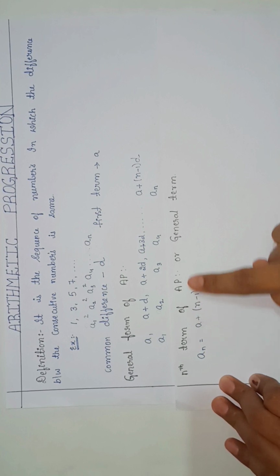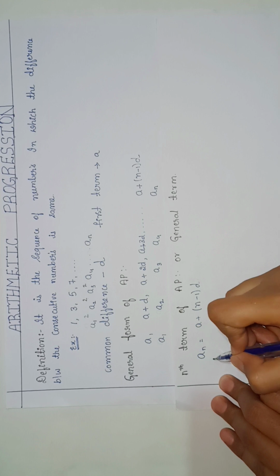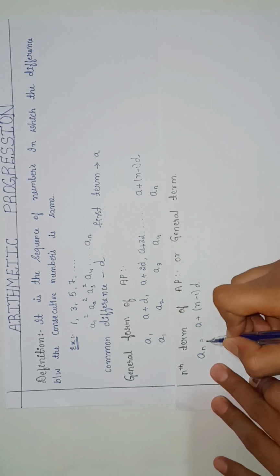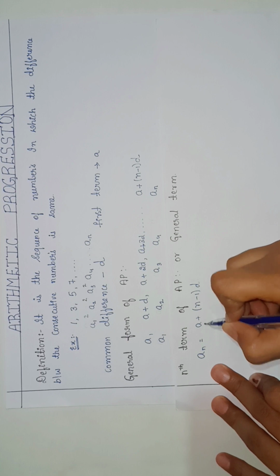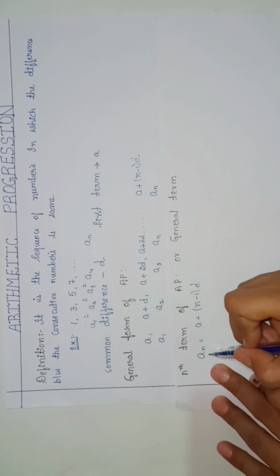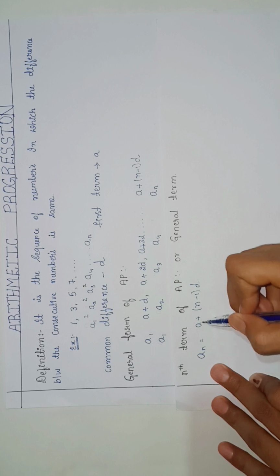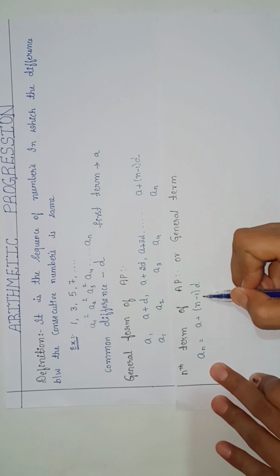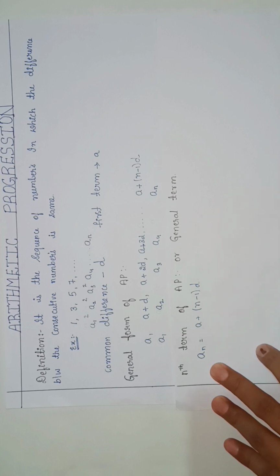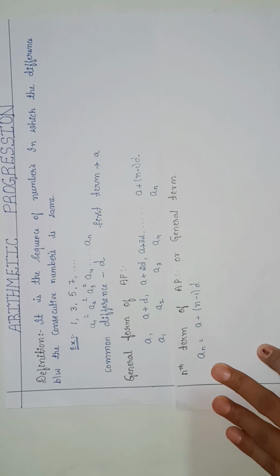The nth term is also called the general term and it is denoted by the letter an, and an is equal to a plus n minus 1 into d. Remember this: the nth term of an AP is equal to a plus n minus 1 times d. Hope you understood. Now let's move to the next concept of this chapter, that is the sum of n terms of an AP.